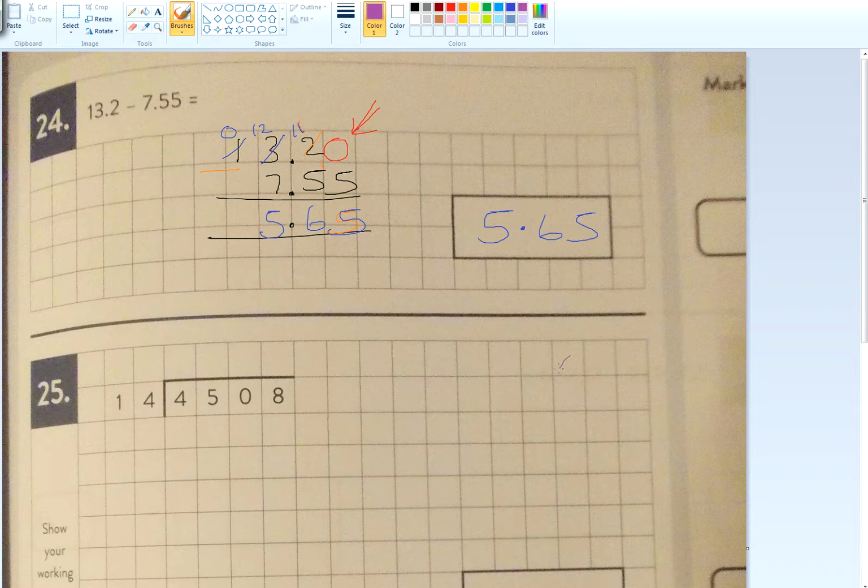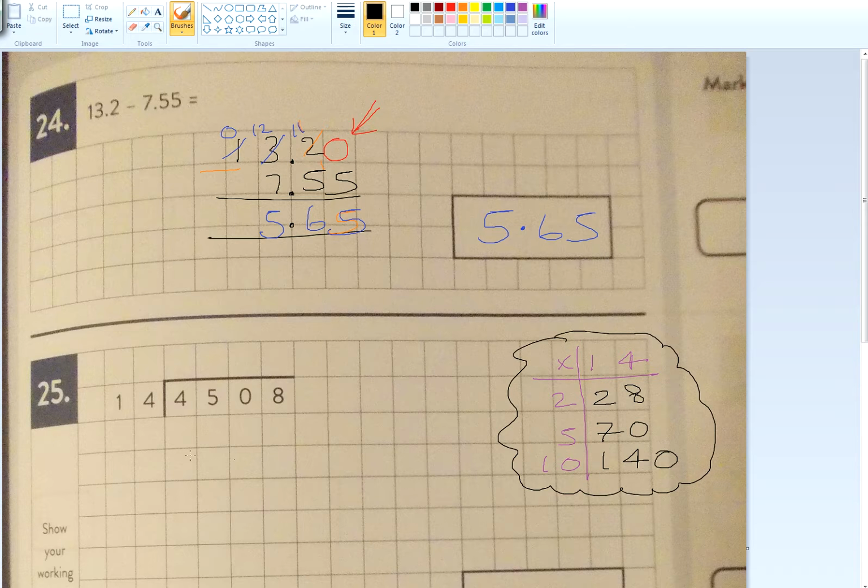Now, how many of you know your 14 times table? Now we do this thing called a mini times table. All we need to know is 2, 5, and 10. Let's work them out. So 2 times 14 is, and 14 times 10 is, and half of 140 is 70. So we're going to use this information here. I'll call this my mini times table to work out this question.